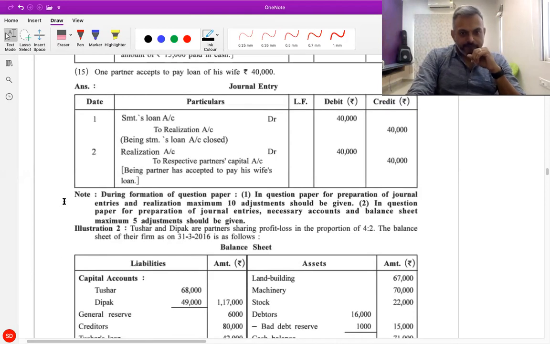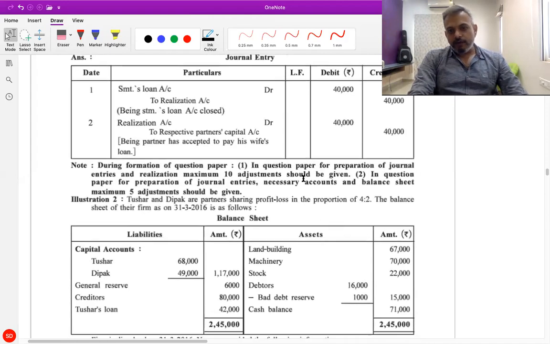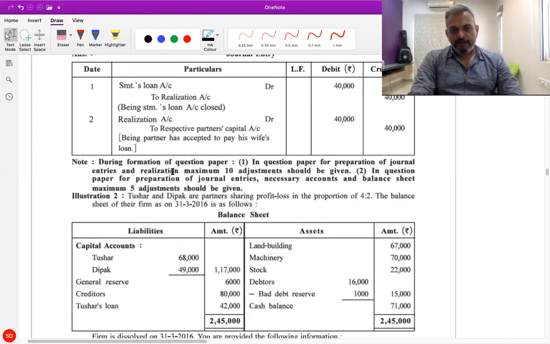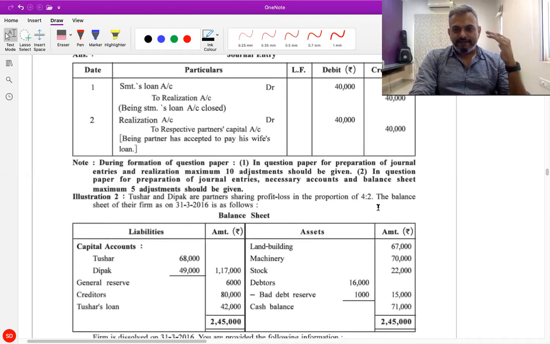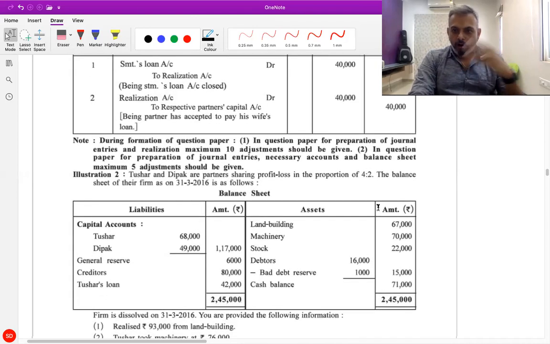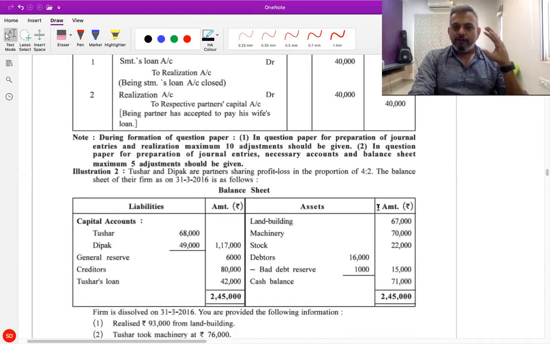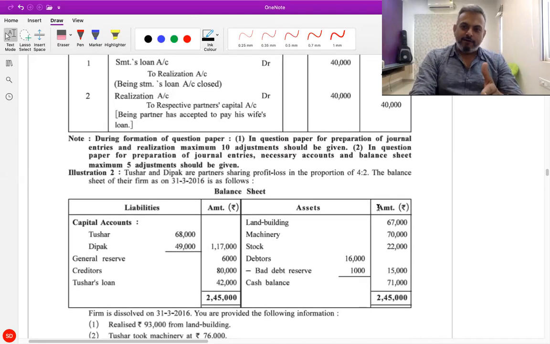Now you can see a note is given during formation of question paper. In question paper for preparation of journal entry and realization account, maximum 10 adjustments should be given. In question paper for preparation of journal entry, necessary accounts and balance sheet, maximum adjustments should be given. But as you know कि ऐसा नोट दिया है, बट ये चैप्टर का वेटेज ही नहीं है भाई इतना कि इसमें से ऐसा कोई बहुत बड़ा फुल फ्लेजेड सम आ सकता है. तो बहुत बड़ा फुल फ्लेजेड सम हमें करना है फॉर प्रैक्टिसिंग ऑफ द कंसेप्ट.